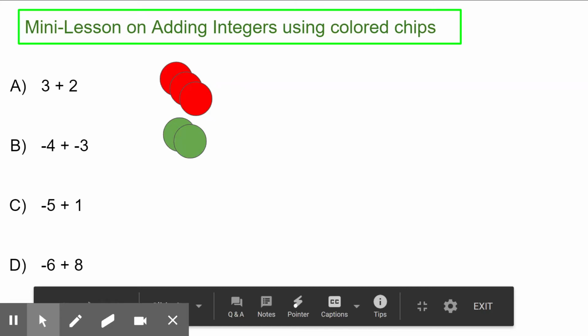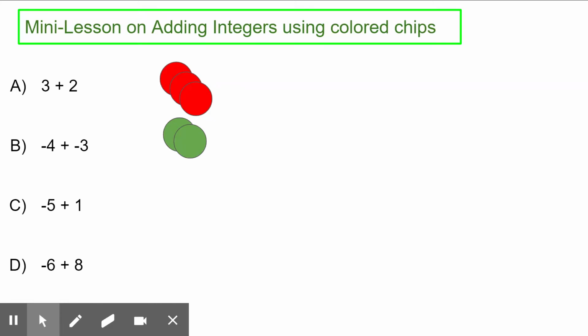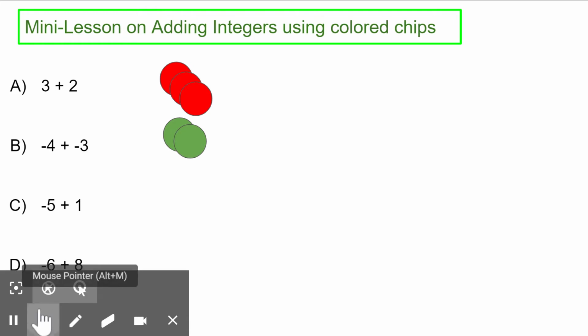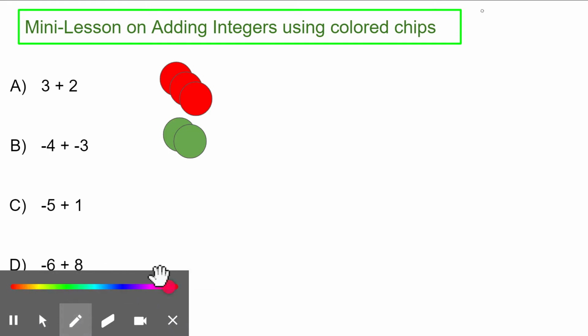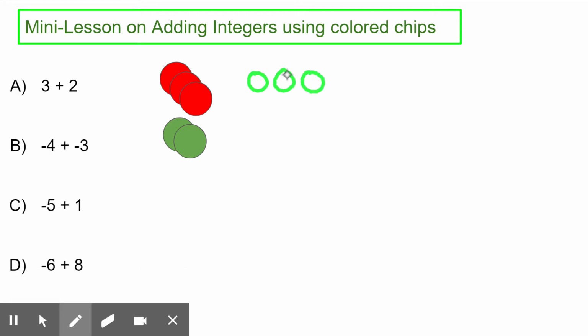Using colored chips or colored tiles to help us add integers is also a tool that's helpful. So, for example, if we look at letter A, 3 plus 2, I know what you're thinking. Mrs. O'Brien, I already know the answer. But for the sake of showing you how this tool can help with negatives, bear with me. Okay, so if we have 3 positives, which would be the greens, right here, 3 plus a positive 2, we can see that there are 5 positives altogether.